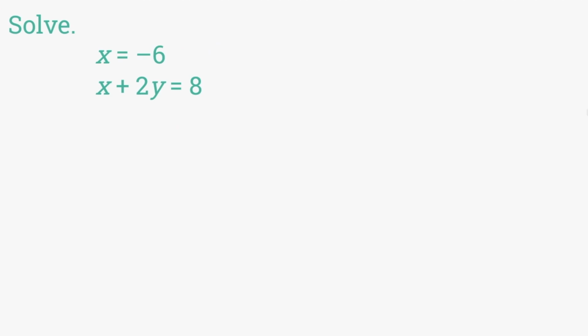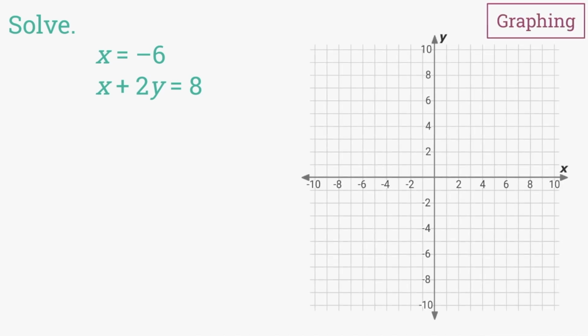How should we solve this system? x equals negative 6 and x plus 2y equals 8. We have the equation of a vertical line and the equation of a line in standard form. Those are both pretty easy to graph, so let's graph this one too. The first equation is the vertical line for which all of the points have an x-coordinate of negative 6. So here's our graph of x equals negative 6.